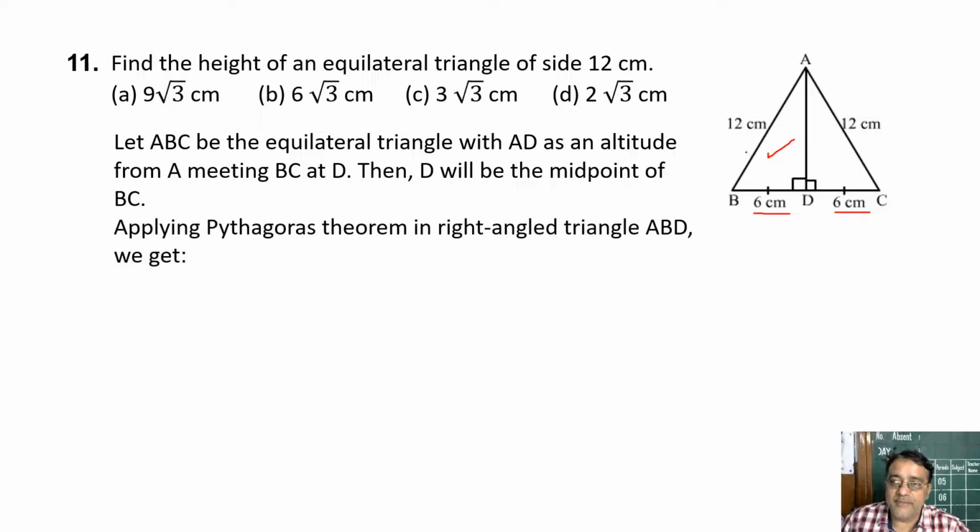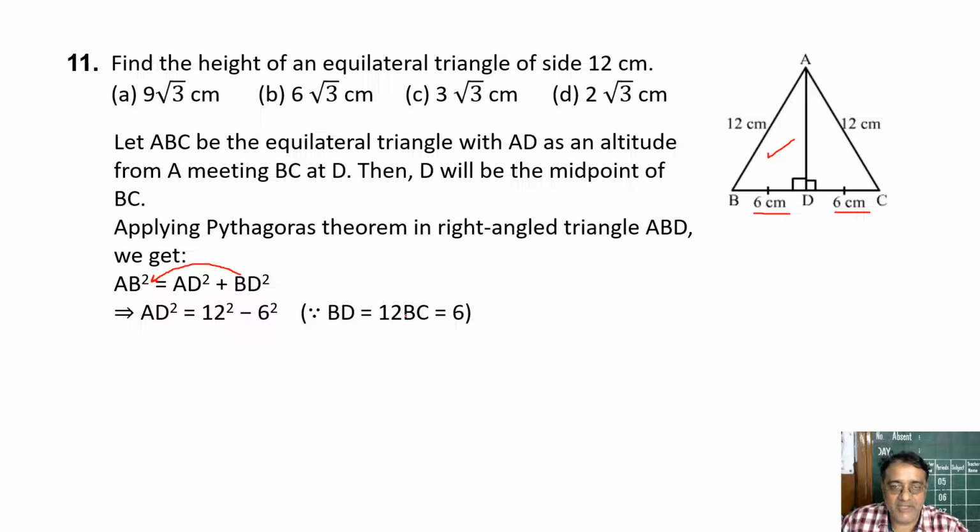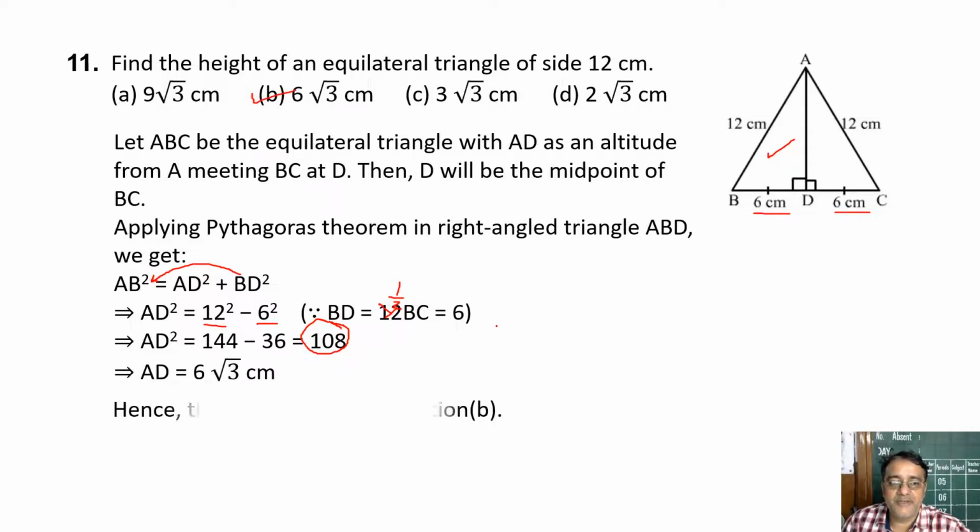So we are going to get AB square is equal to AD square plus BD square. Okay, and AD square will be AB square minus BD square, that is 12 square minus 6 square. Wait a minute, this is half, this is half. Okay, so 12 square is 144 and this is 36. So 144 minus 36 is 108. What is the square root of 108? 6 root 3. Very good. So which option is the correct one? Option B. Right.